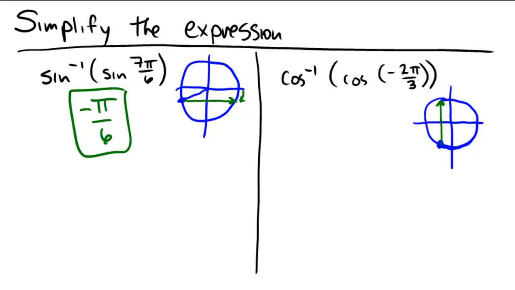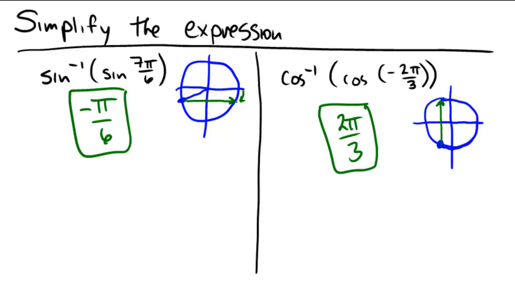So we don't want the negative 2 pi over 3, we want the one from the top half of the circle, and of course that is 2 pi over 3. So the correct answer to this inverse trig expression is 2 pi over 3.